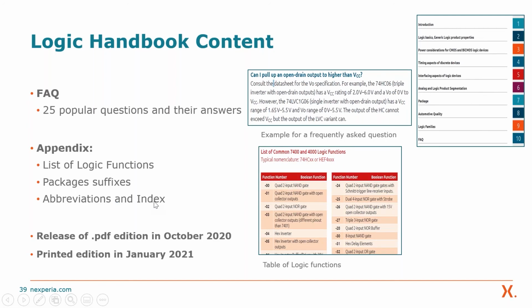The release of the PDF edition is scheduled for October. That means this month. So we are waiting now for the ISBN number, and then we can release the PDF, apart from some small fine-tuning modifications. It is ready, and then we will have the printed edition probably in early January 2021. So I'm really looking forward to sending this out to the customer so that we can then have a look at the logic handbook.